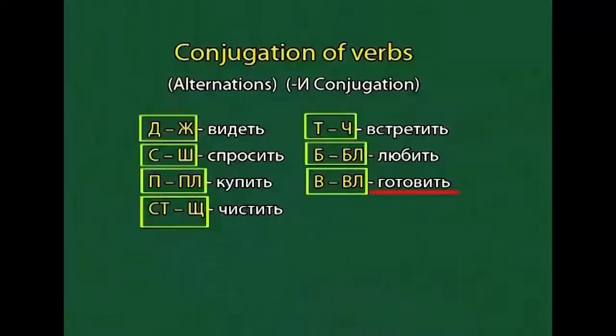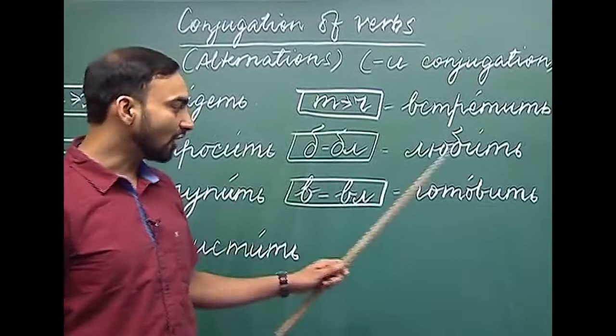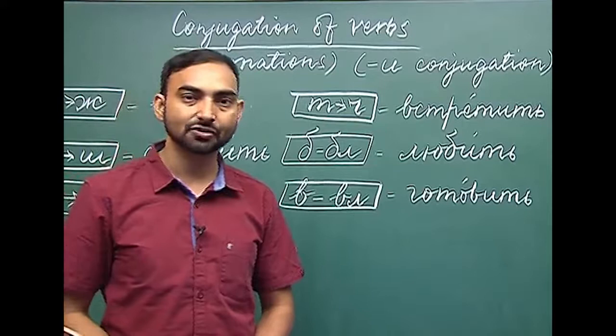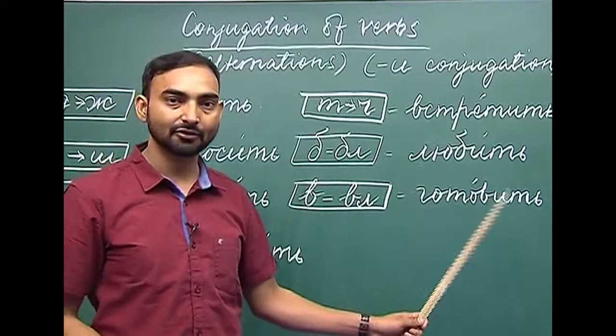Next is va changes to va and la. Like gatovit. Gatovit is to prepare. This is the imperfective aspect. And what is the perfective aspect? Prigatovit. So how will we conjugate gatovit? Ya gatovliu, ti gatovish, onana gatovit, mi gatovim, vi gatoviche, ani gatovyat. So here also we are using this alternation in the first person singular number with ya.